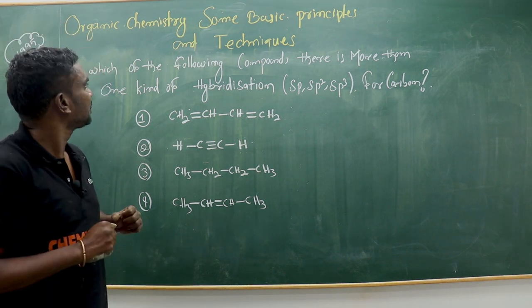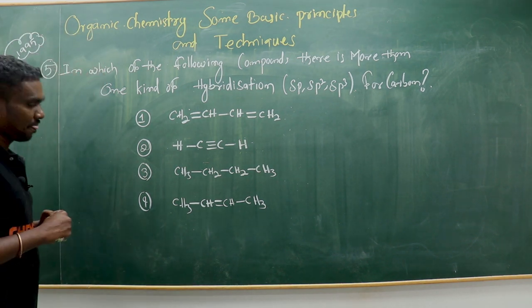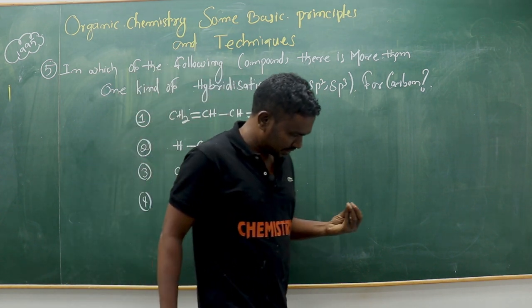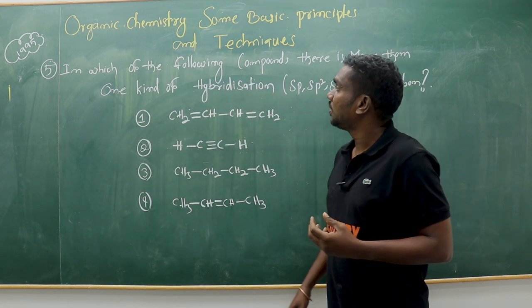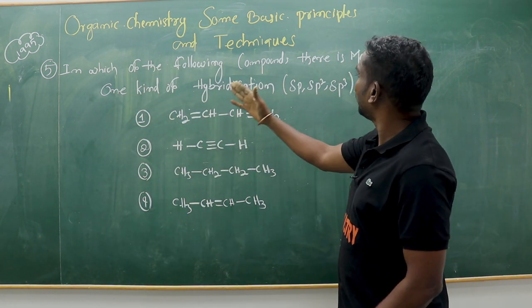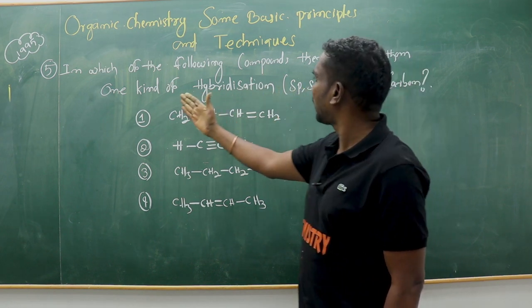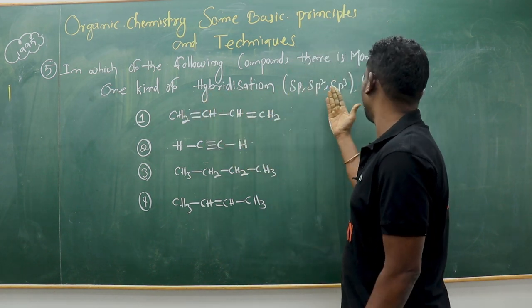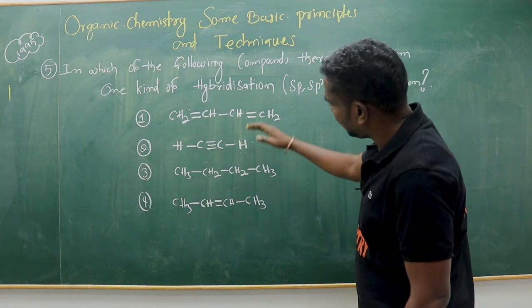See, sir, this is a question actually. Pay attention, beta, what is asked here? Explain once in Hindi, right? So, in which of the following compounds is there more than one kind of hybridization, sp, sp2, sp3, for carbon?